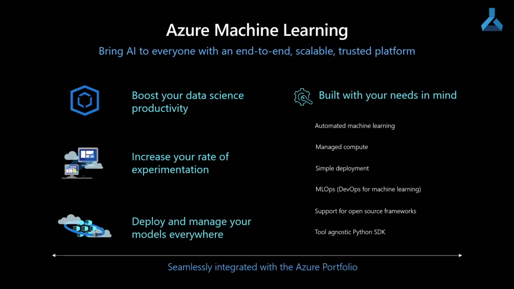Now, you may ask, what is Azure Machine Learning? Well, Azure Machine Learning is a service on Azure which allows you to create models, manage models, deploy models. It has strong bindings with other Azure services so that when you require compute resources, you have them handy. When you require inferencing resources, you have them handy as well. And then, of course, it comes with a bunch of capabilities like automated machine learning and MLOps, and it supports all the open source frameworks, and of course, it is offered as a tool-agnostic Python SDK as well.